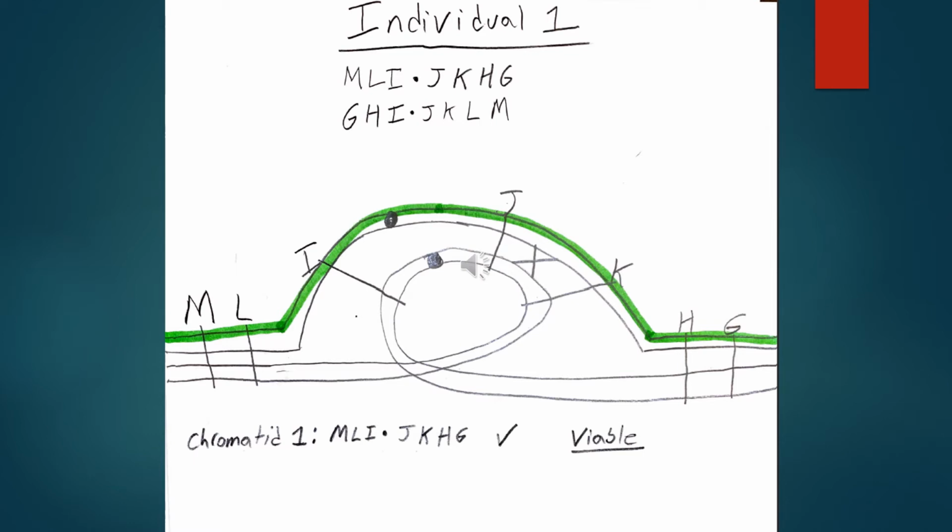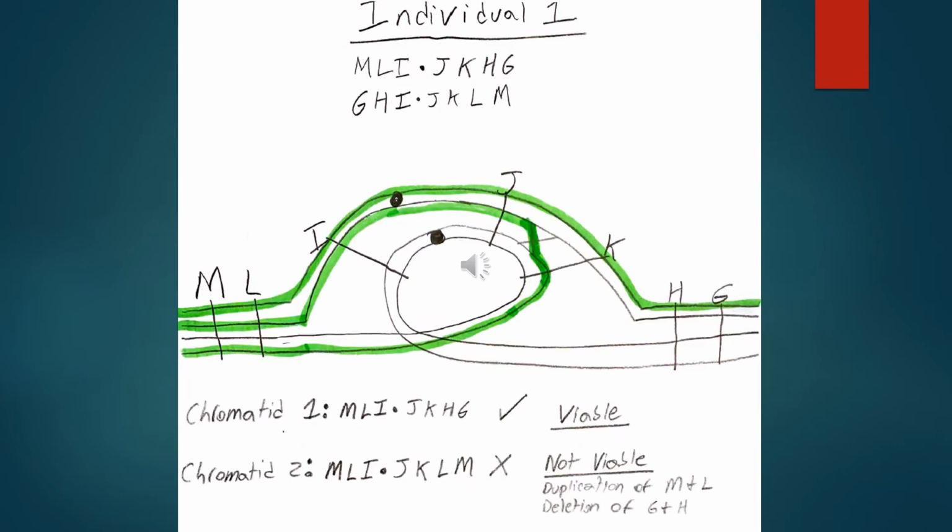For the first, you will follow the first chromosome over the bump, creating a chromatid that matches that of its parent chromosome. This chromatid will be viable. For the second chromatid, you will follow the first chromosome again over the bump, but then onto the second chromosome through the crossover between regions J and K. This will create the MLI JKLM chromatid, which won't be viable because of the duplications of regions M and L and the deletions of regions G and H.